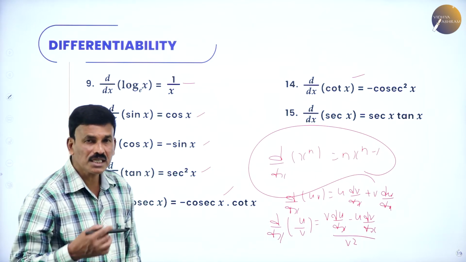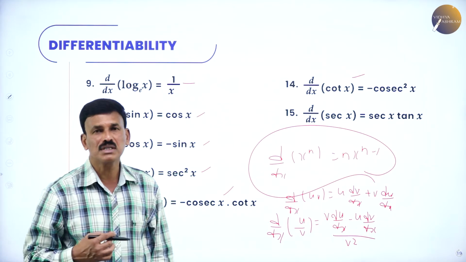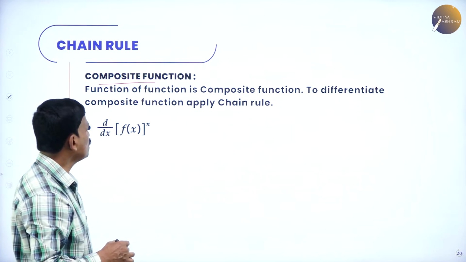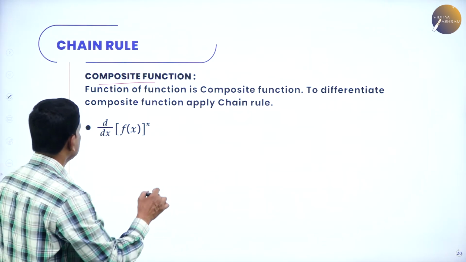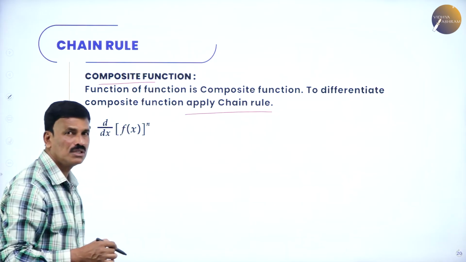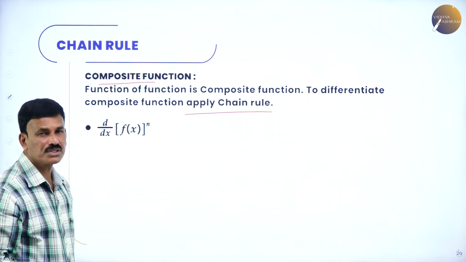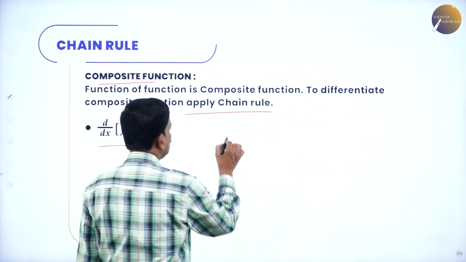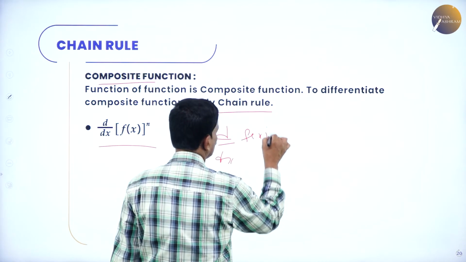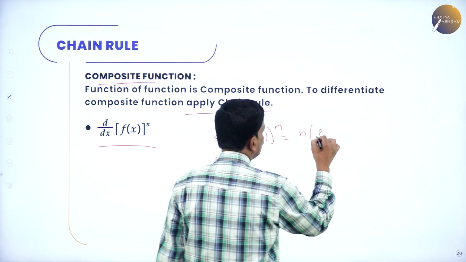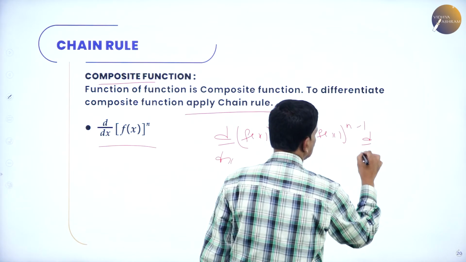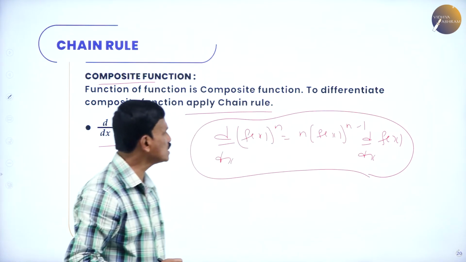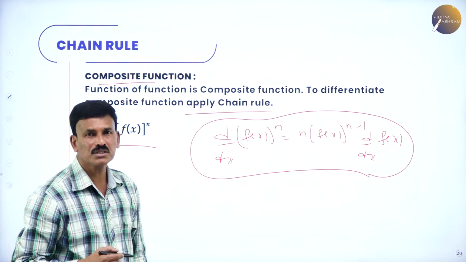Now straight away come to the next concept, that is derivative of composite function, function of a function. A function of a function is called a composite function. To differentiate a composite function, we are going to apply the chain rule, that is d by dx of f of x to the power of n is always equal to n into f of x to the power of n minus 1 into d by dx of that inside function. This is the formula: d by dx of f of x to the power of n is n into f of x to the power of n minus 1 into d by dx of f of x.